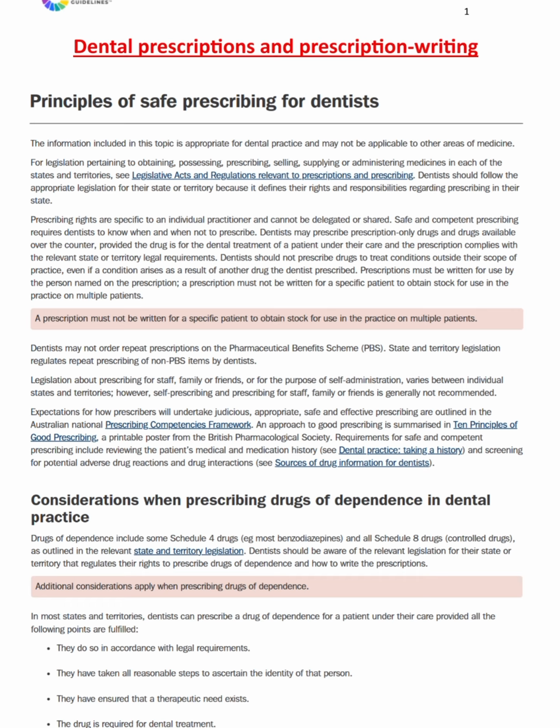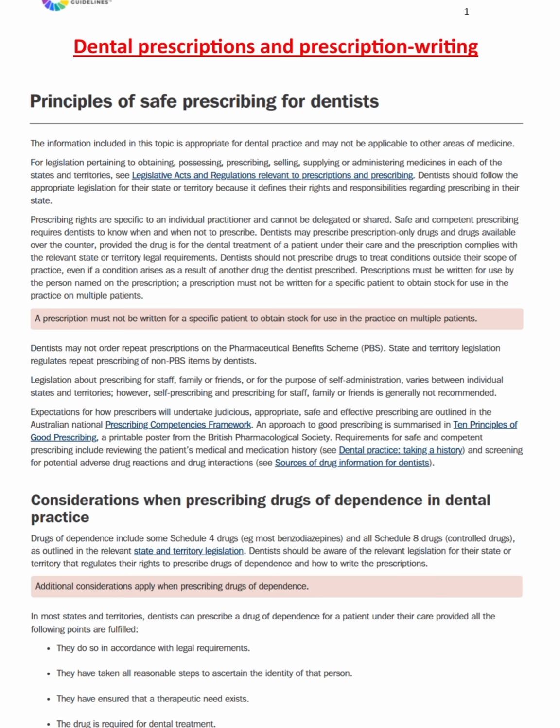Okay. Now, considerations when prescribing drugs of dependence in dental practice. Drugs of dependence include some Schedule 4 drugs, for example, most benzodiazepines, and all Schedule 8 drugs, which are called controlled drugs, as outlined in the relevant state and territory legislation. Dentists should be aware of the relevant legislation for their state or territory that regulates their rights to prescribe drugs of dependence and how to write the prescriptions. Additional considerations apply when prescribing drugs of dependence. In most states and territories, dentists can prescribe a drug of dependence for a patient under their care provided all the following points are fulfilled.